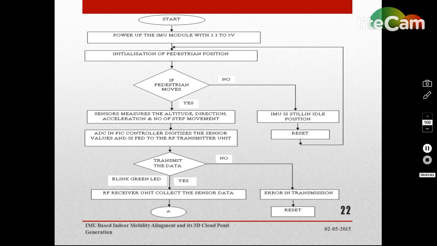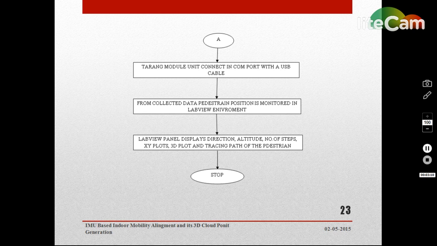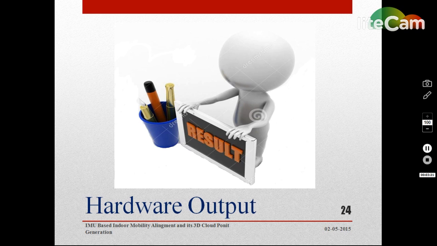The RF receiver is connected to the LabVIEW serial communication port with a USB cable. The LabVIEW monitoring panel displays the position of the pedestrian from the collected data. Direction, orientation, number of steps, X-plot, 3D plot and the path traced are displayed in the LabVIEW panels and hardware output.